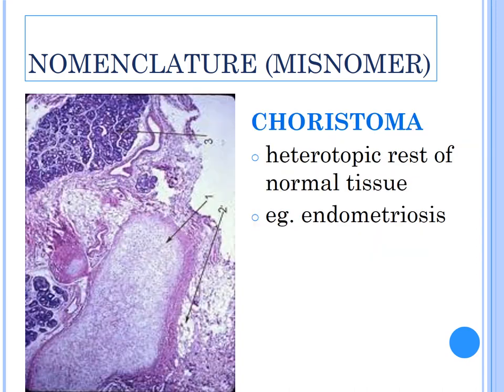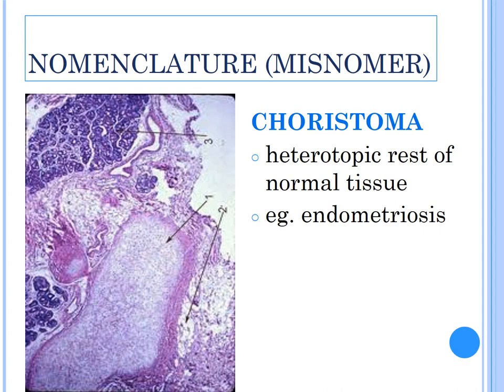Now another one is you have rest of normal tissue. Ito parang napaligaw lang. Normal tissue siya, napaligaw. So you will find, for example, mitral tissue that will be diverted to another organ. So you have here glandular tissue, and then you find these endometrial glands. So they call it endometriosis, and it is called a choristoma, where you have rest, heterotopic rest of normal tissue. This also occurs in the intestines.